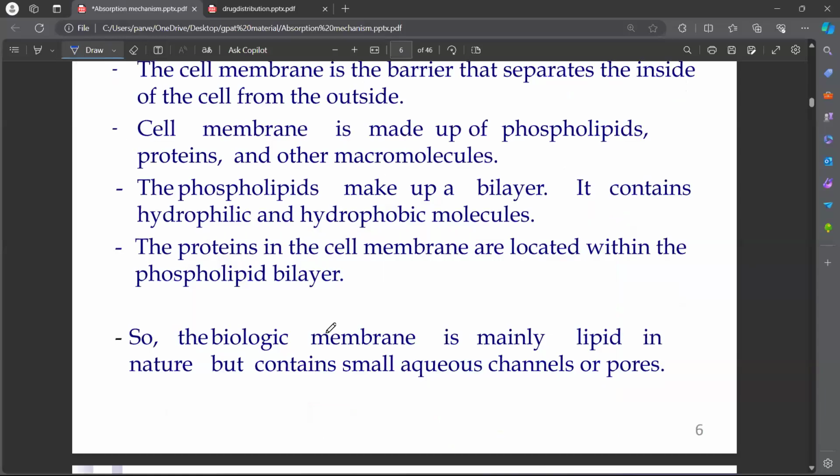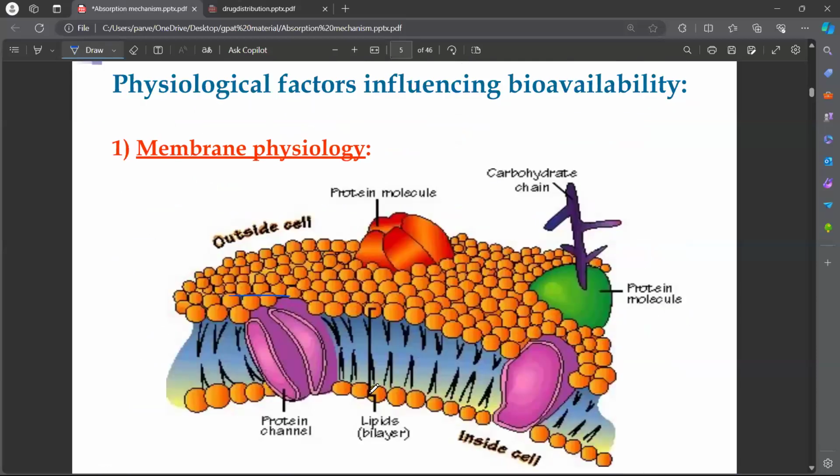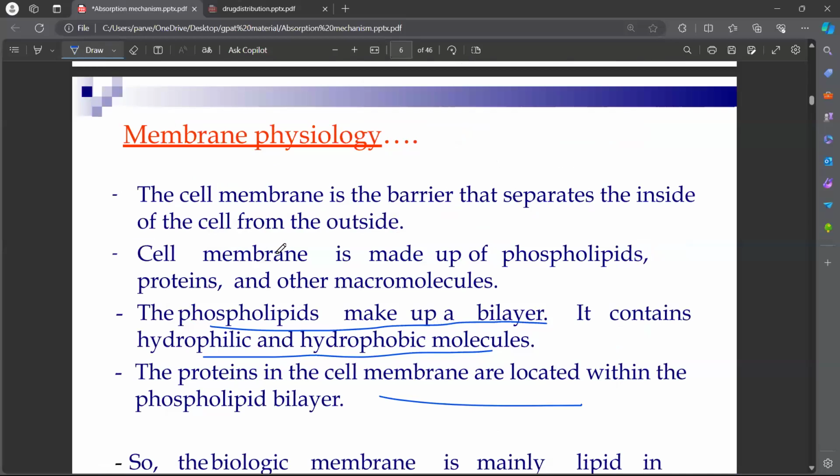It's made up of phospholipids, a bilayer which contains both hydrophilic and hydrophobic parts: a hydrophilic head and a hydrophobic tail, and proteins are also present in the cell membrane. The proteins act as transporters, which help in the transport of different molecules from the GIT to the blood. So basically, the fluid mosaic model has been given for our cell membrane.